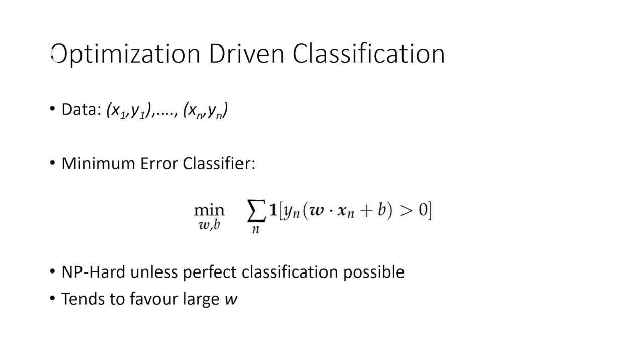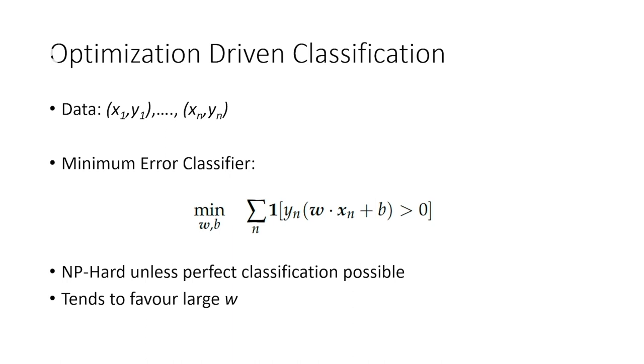This is known as the empirical loss. So this is one if, let's think that y here is plus minus one. So there are two labels, either it's plus or minus. And what we have here is w dot xn, that's the inner product between w and x, plus b. So if this is positive, then both are positive or both are negative, and you get one. So this is a problem that you really want to solve. This is the minimum error classifier.